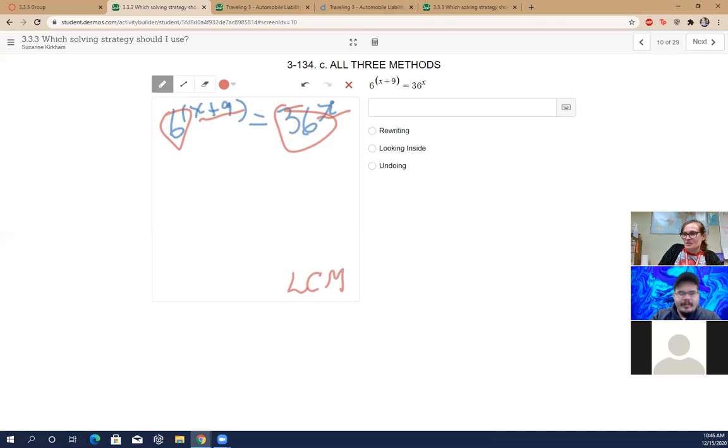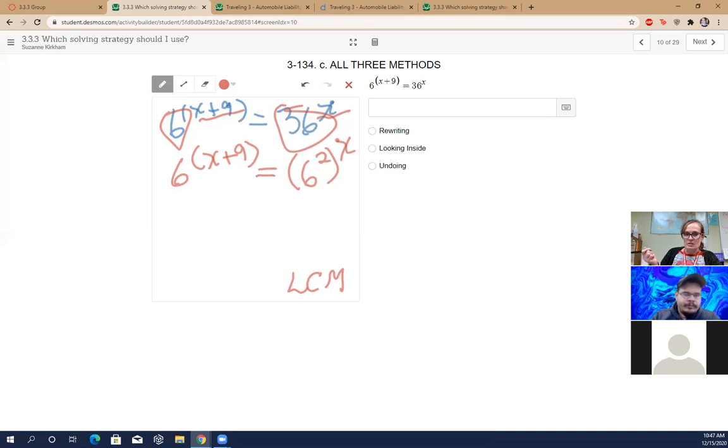Okay, so we'll take our 6 and we'll say this one is x plus 9, can stay the same. And our next one, we're going to turn it into 6 squared, right? Because 6 times 6 is 36. And then we'll just have our x up here. So the x stays the same, but the inside turns into 6 squared.